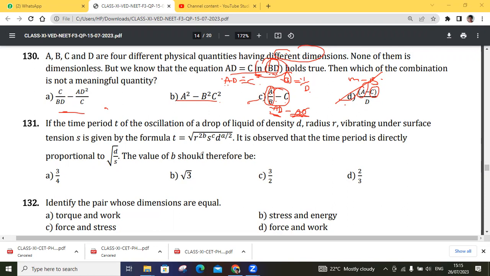So this is also a dimensional analysis problem. Surface tension is nothing but F by L, force by length. With density and radius, you can substitute and get root of d by s. Dimensional analysis you have to do.